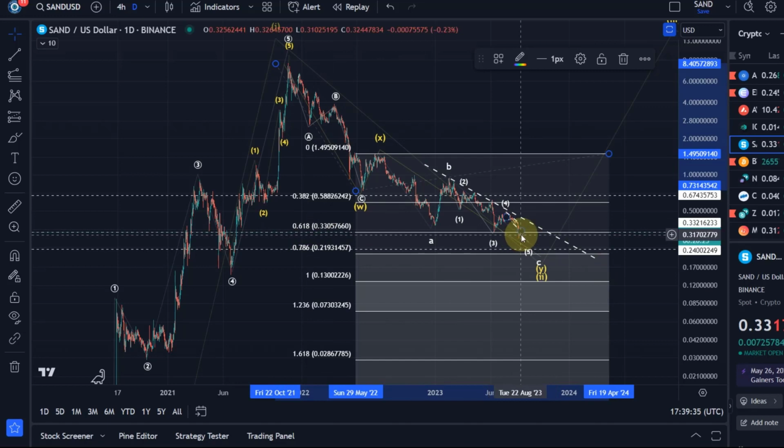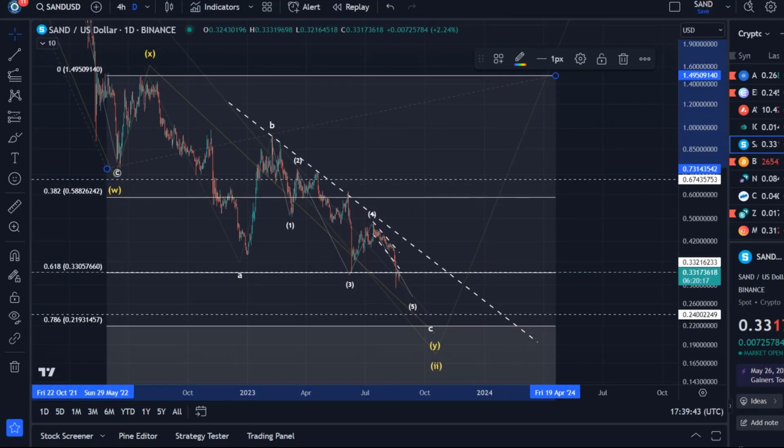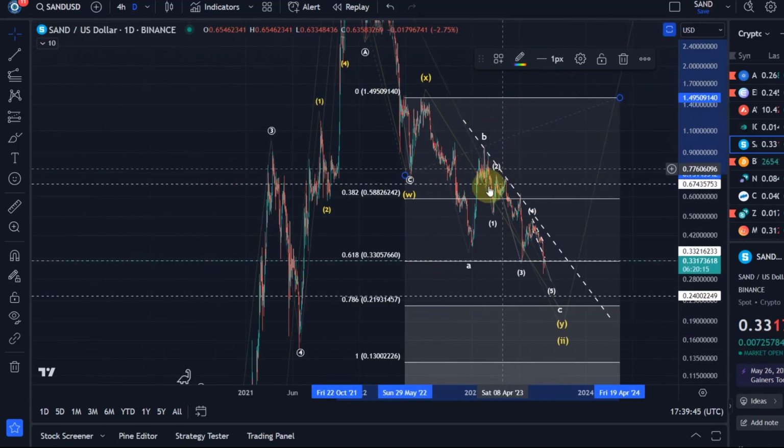We already reacted to it, but it seems like we want to go lower. So we have slightly broken that. I mean, we're currently fighting around that level. That's sort of the first higher level target for this move to the downside. We have now arrived at the 33 cent level.